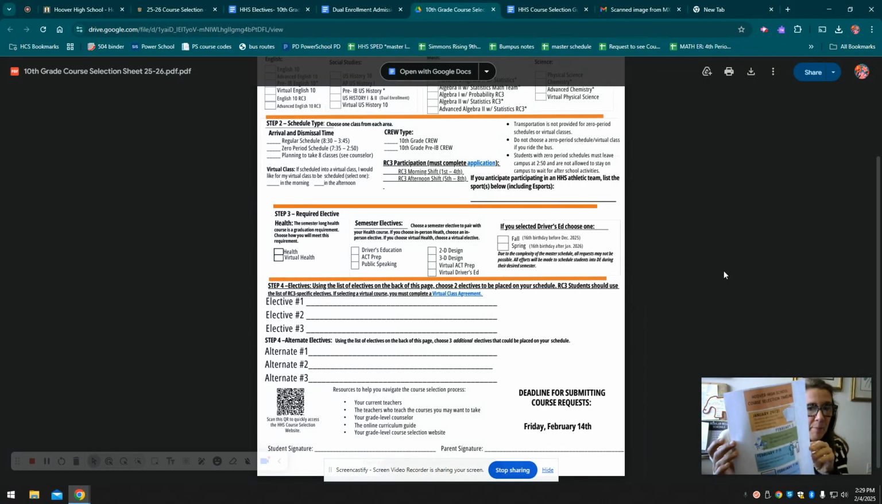So we put this timeline on students' Google Classroom that talks about all the details. So please encourage your student to look at Google Classroom to see the dates. But we're going to be in the lunchroom, so we would encourage students to please stop and ask us questions if they're confused about how to fill this out.